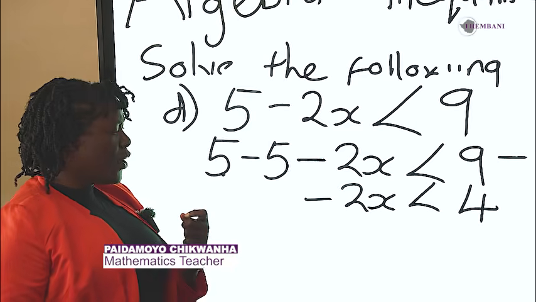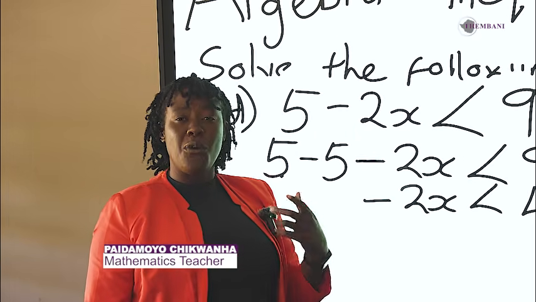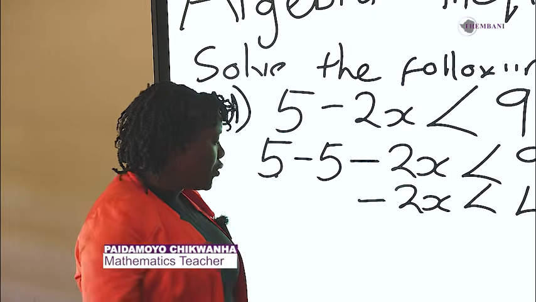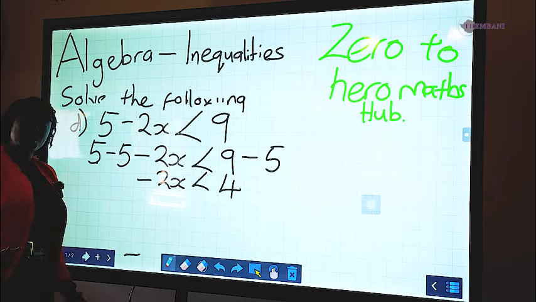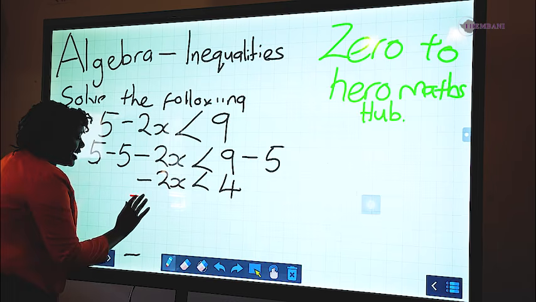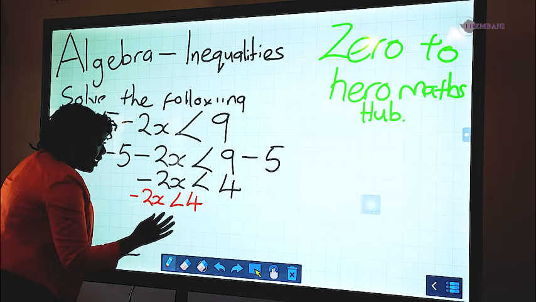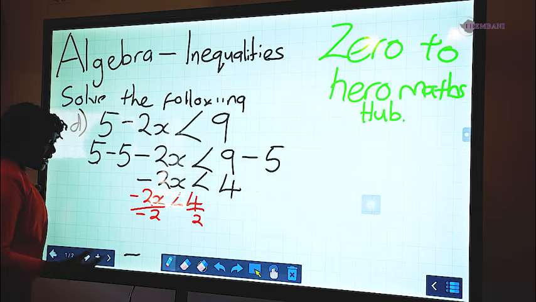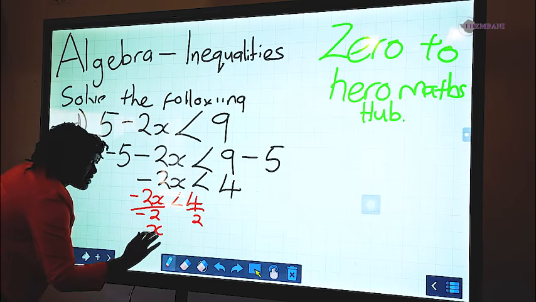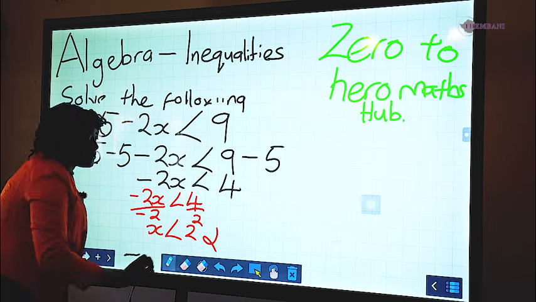Now, we have a negative. Remember what I've mentioned concerning negatives. If we divide by a negative, what happens? I know most of you are going to work it like this. I'm going to introduce a red pen to show some of the errors that are made by learners. So they would say negative 2x is less than 4 and divide by negative 2 on both sides. What are they going to get? They are going to get x is less than 2, which is wrong.